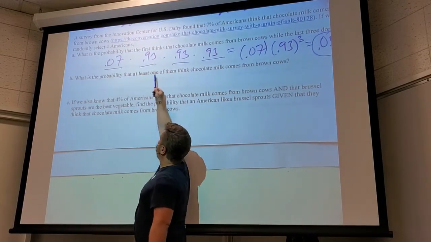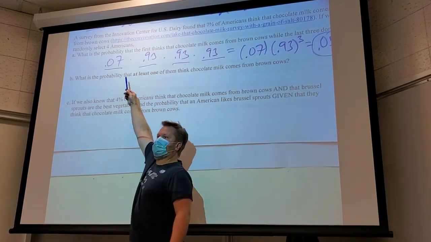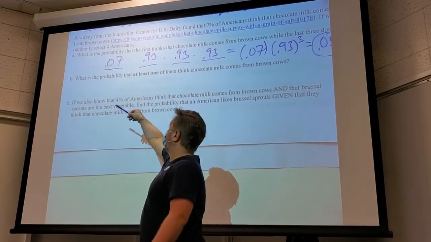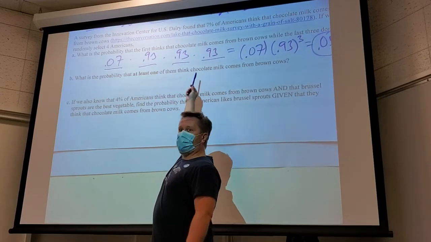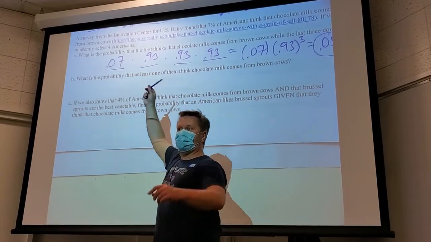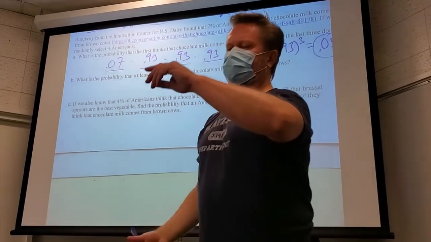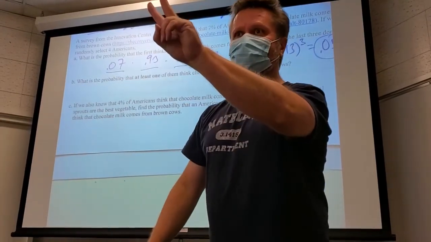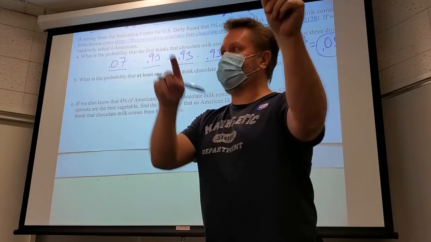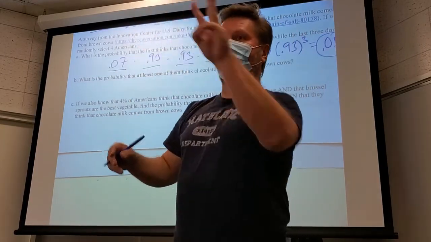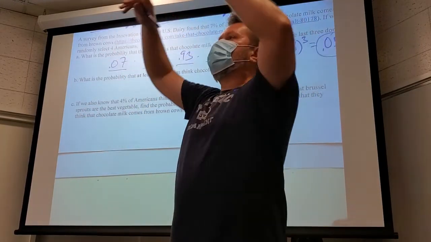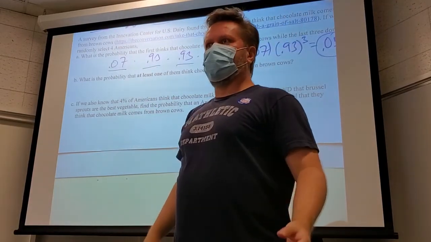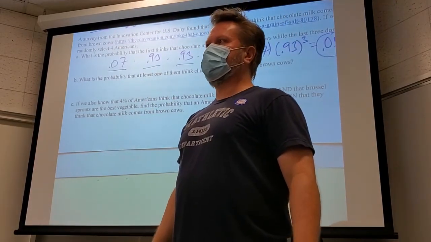Is this the only way that one person could think that chocolate milk comes from brown cows? Couldn't it have been the second person instead? Or the third person? Or the fourth person? Or 2 people: the first 2, the last 2, the middle 2, the first one and the last one. Or 3 people, the first 3, the last 3. Or 4. You'd have to do all those calculations and add them all up. Do you want to do that? No. I don't want to do that either.